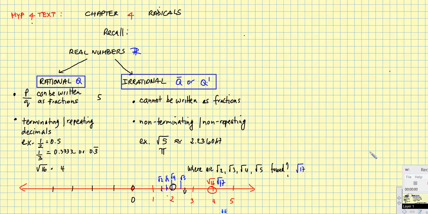Hi everyone, we're starting our new chapter, chapter 4 from the MYP4 text on radicals. But before we actually get started on that, I'd like to go over very quickly the review on the real number system.